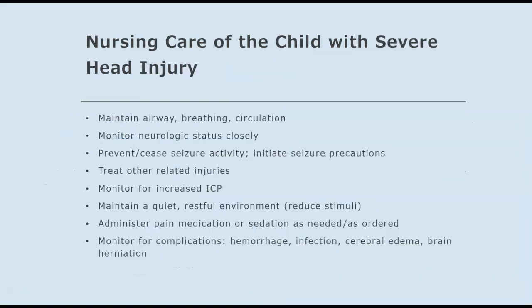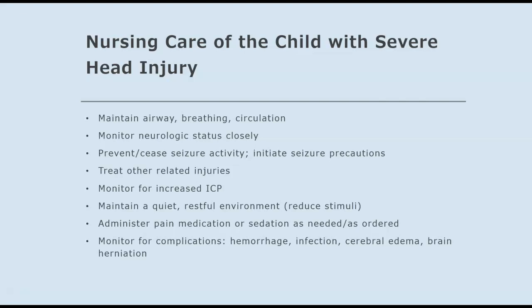This slide outlines nursing care of the child with a severe head injury, such as a penetrating head injury or one in which the child lost consciousness or experienced significant changes in their level of consciousness. Initially, the child needs to be stabilized, and this involves maintaining their airway, their breathing, and their circulation. We also monitor their neurologic status closely so we can identify any signs and symptoms of a deteriorating neurologic status.